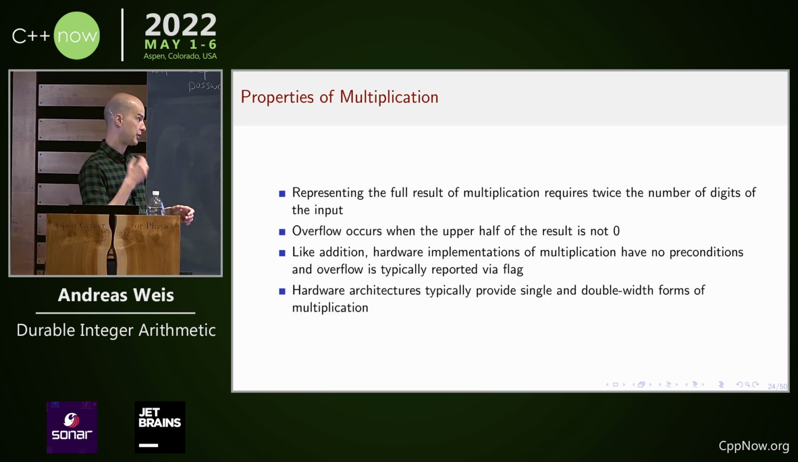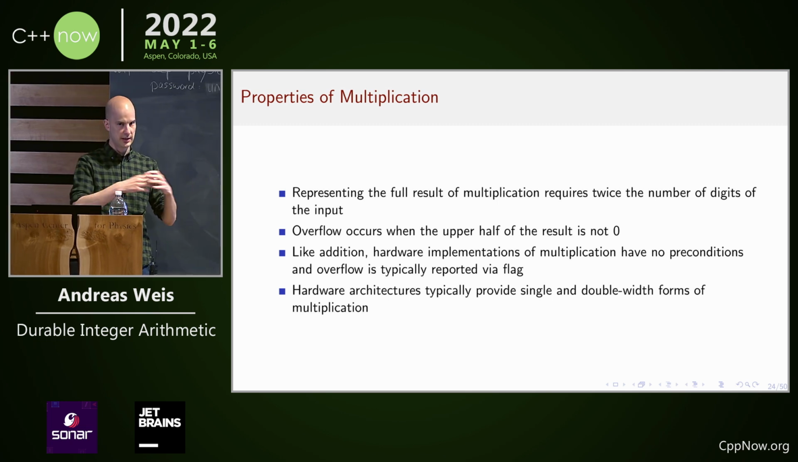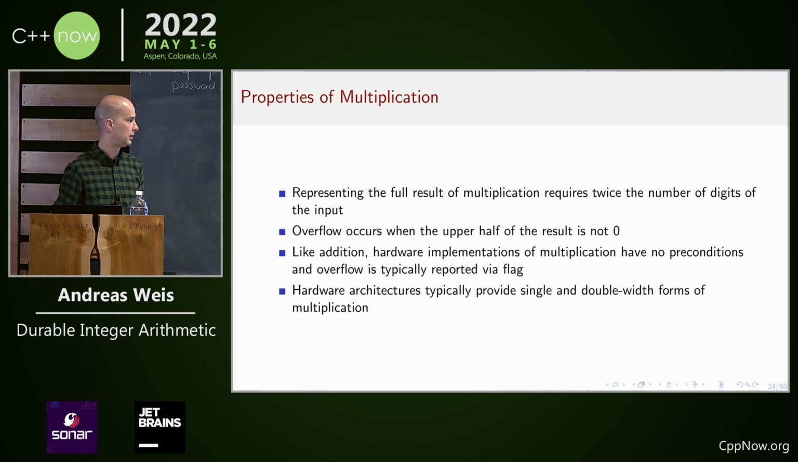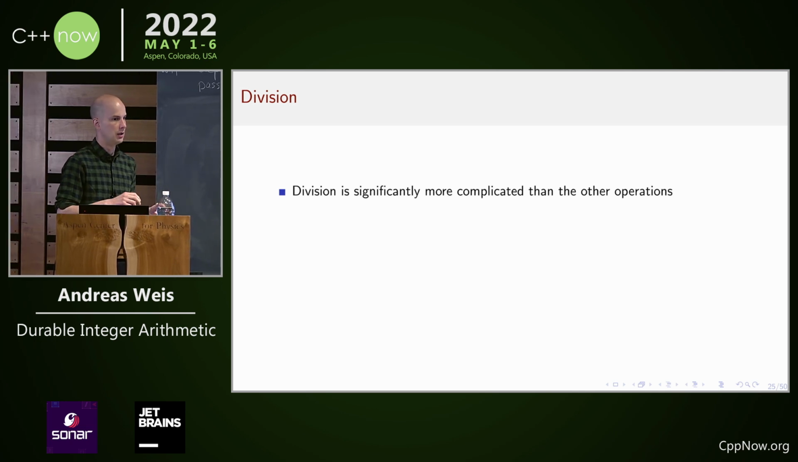But hardware architectures typically provide both forms, right? So if I want the full result without loss of information on the hardware, that is usually possible. Okay, and that's actually all I wanted to say about multiplication.